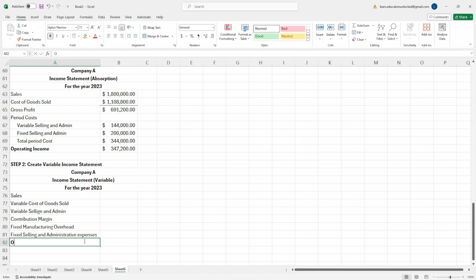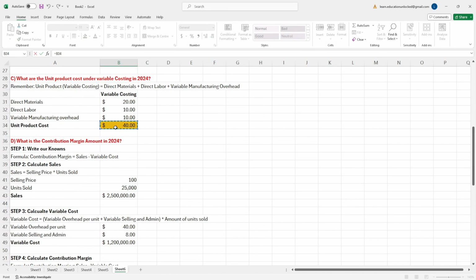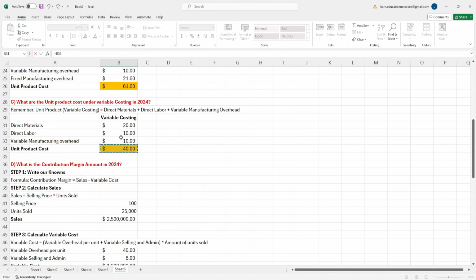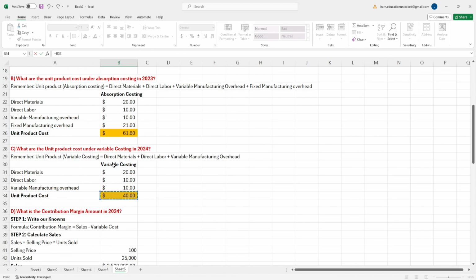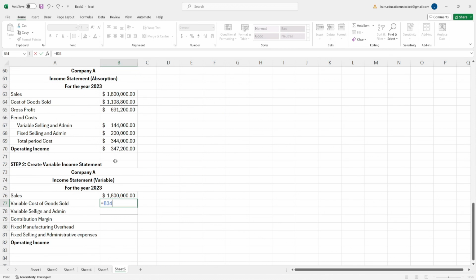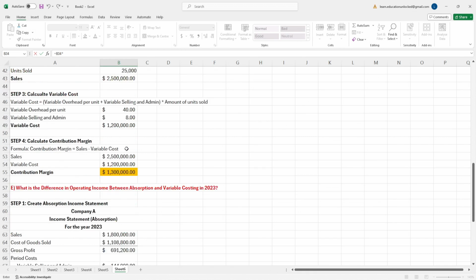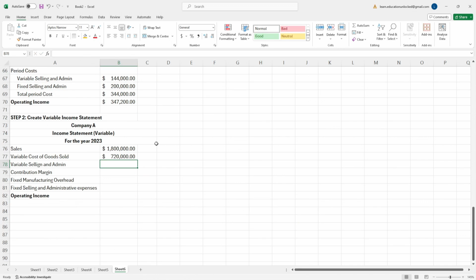All right, and then that gives us our operating income. I'll just put a line here just so we know that there's a calculation done. So sales, that's going to be the exact same sales, so 1.8. Variable cost of goods sold, so I'll go find on top variable cost of goods sold. So this is why it's crucial to get the calculations and to make sure you memorize how to calculate your unit product cost for variable costing and for all the different costing methods, because you'll be using those for the later questions. So for this, it's 40 times the amount of units sold, so 18,000. So that gives us 720.